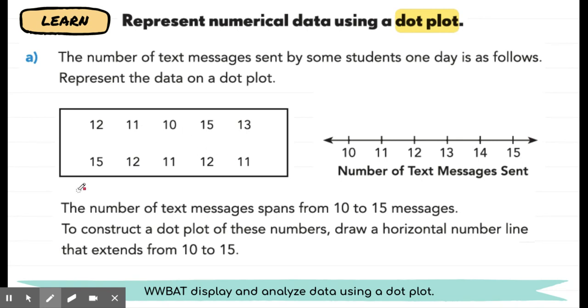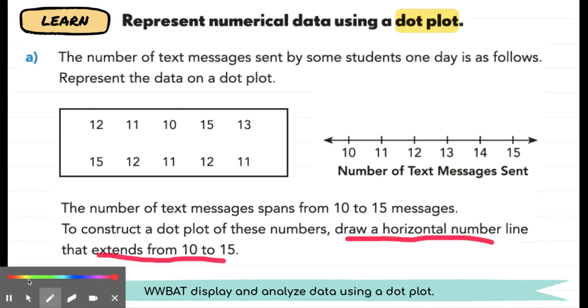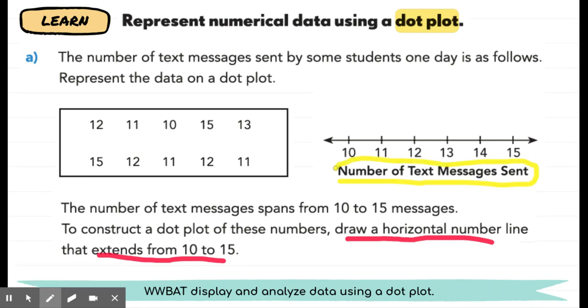Now, the number of text messages spans from 10 to 15 messages. To construct a dot plot of these numbers, we have to draw a horizontal number line that extends from 10 to 15. I also want you to notice the number of text messages sent here. This is what we call the title. This is the title of our dot plot.